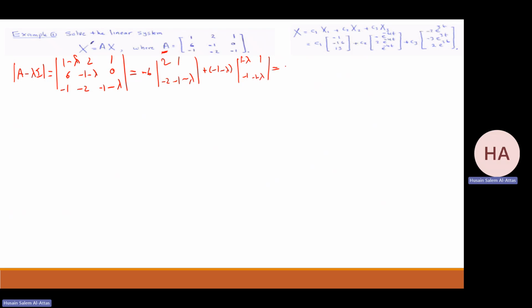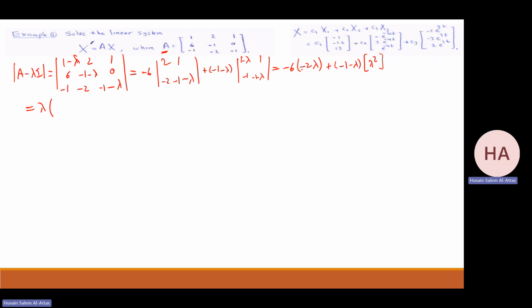I think we need to make the calculation. That will be -6. What is this? -2, -2λ, -2, that will be +2. So I have -2λ, actually. This is -2λ, +(-1 -λ) times what? Here I have λ². Okay. Be careful now. -λ, +λ, gone. Then -1, +1, gone. I have only λ².